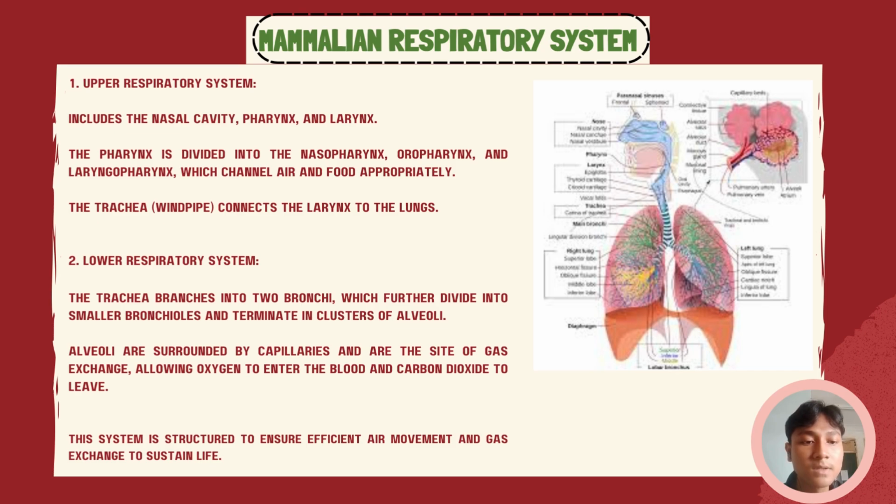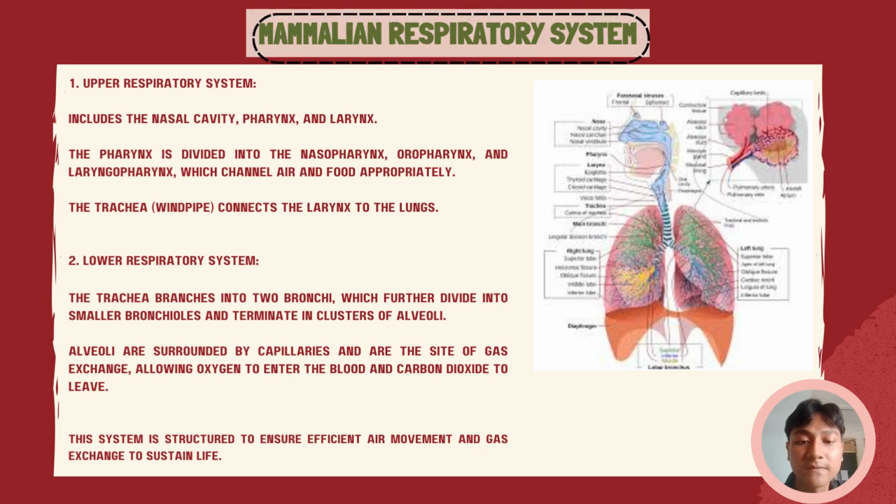Second, lower respiratory system. The trachea branches into two bronchi, which further divide into smaller bronchioles and terminate in clusters of alveoli. Alveoli are surrounded by capillaries and are the site of gas exchange, allowing oxygen to enter the blood and carbon dioxide to leave. This system is structured to ensure efficient air movement and gas exchange to sustain life.